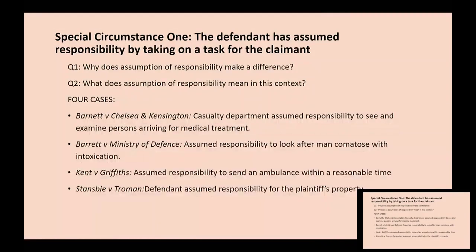The first case I don't actually have a slide for. Barnett and Chelsea and Kensington. So you may have covered this case already with Joe. Have you covered this case? Anyone nod or shake their head? Oh, yep, thumbs up, thank you.